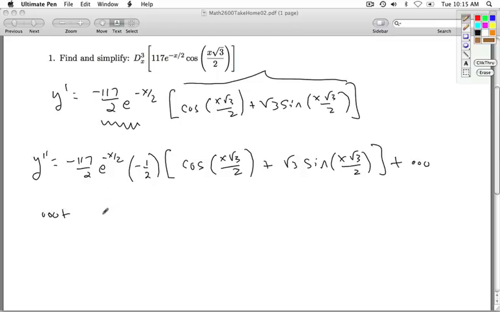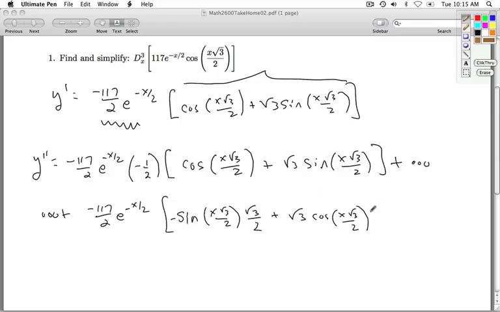I take the first function as is times the derivative of the second function. So the derivative of cosine of something is sine of that thing. Excuse me, negative sine of that thing. And then chain rule says I multiply by the derivative of the inside. Plus radical 3, I take the derivative of sine of something, that's cosine of that thing. And chain rule says I multiply by the derivative of the inside.